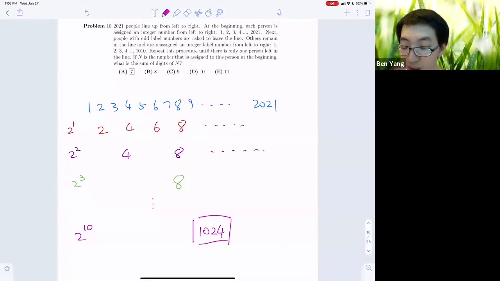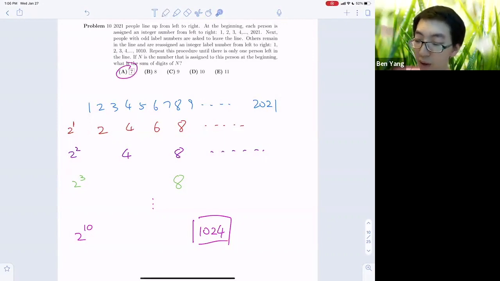The question asks us for the sum of the digits of n. We simply do 1 plus 0 plus 2 plus 4, so that is 7. That's the answer here.